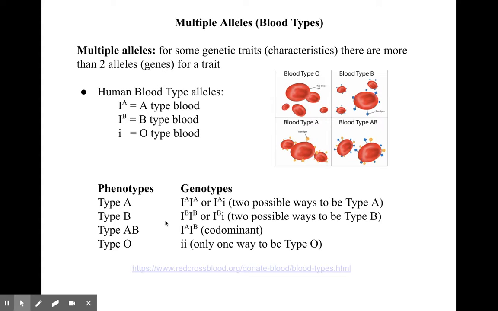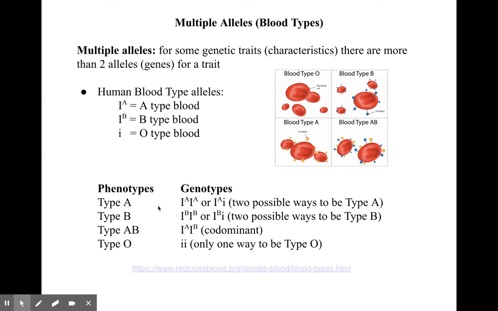If you're wondering what you are, you should ask your parents because babies are typed when they are born and it is put on your birth certificate. And most parents do know their children's blood type. So you could always ask, what are you? And you can even ask your parents what blood type they are, and then you'll see how it works out in these problems. But when we talk about phenotypes, let's talk about genotypes.